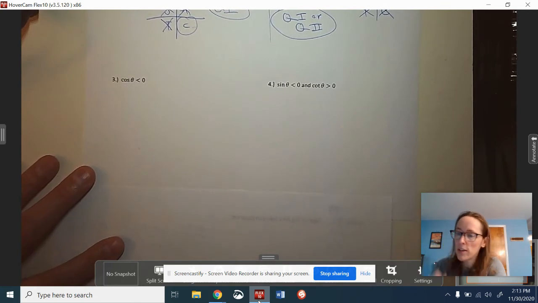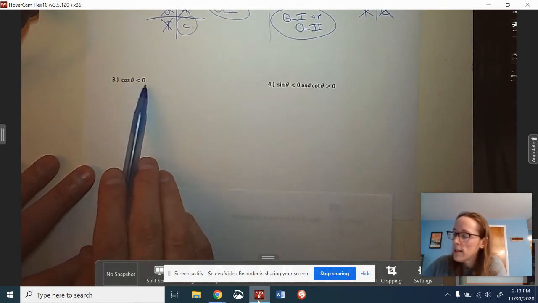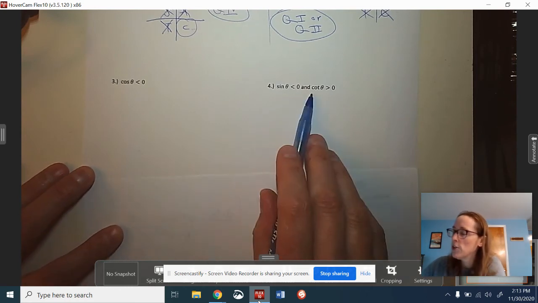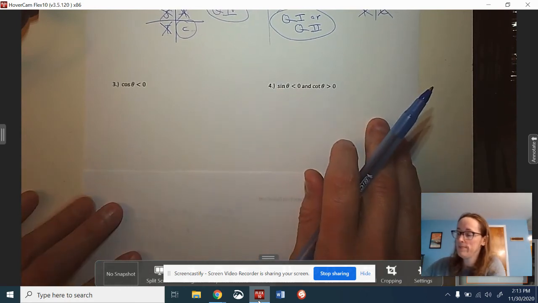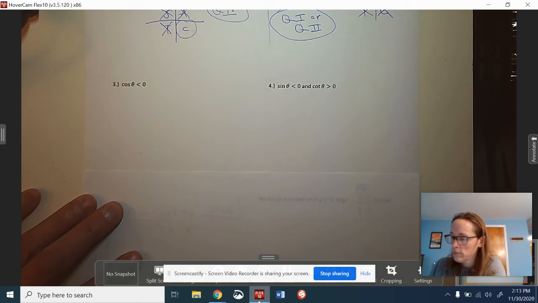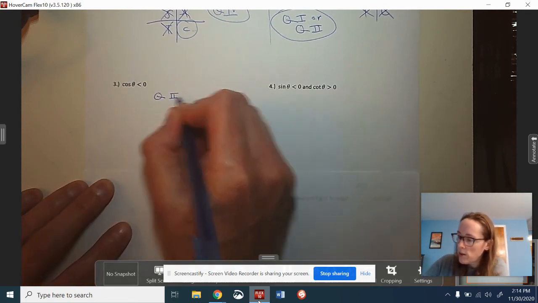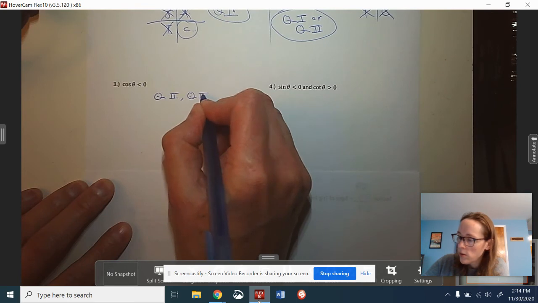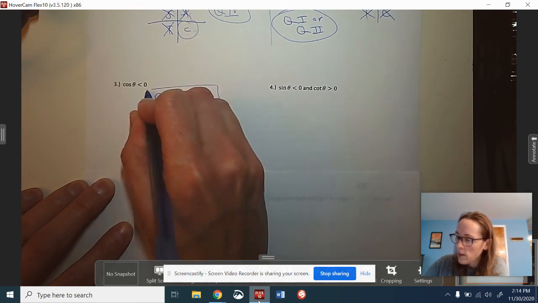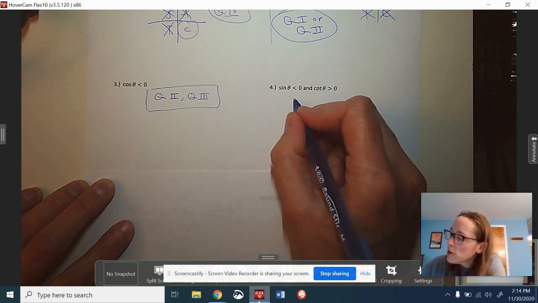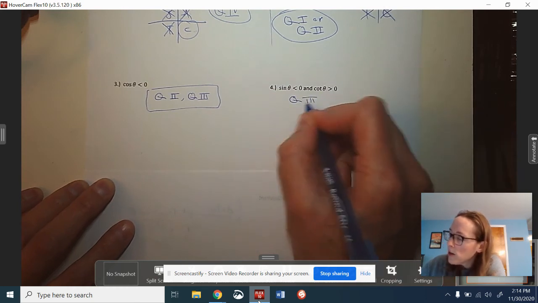Okay, so go ahead and try number 3, cosine theta less than 0. And number 4 is sine theta less than 0 and cotangent theta greater than 0. All right, for number 3, the answers are quadrant 2 or quadrant 3. And for number 4, if sine is negative and cotangent is positive, then you must be in quadrant 3.